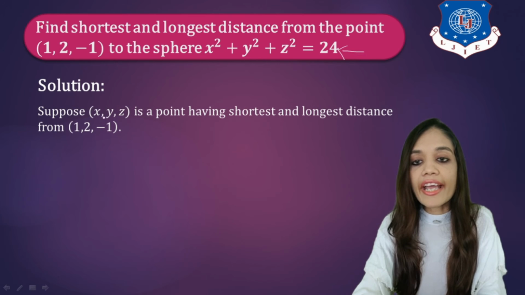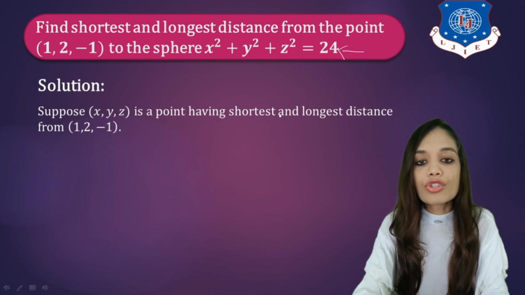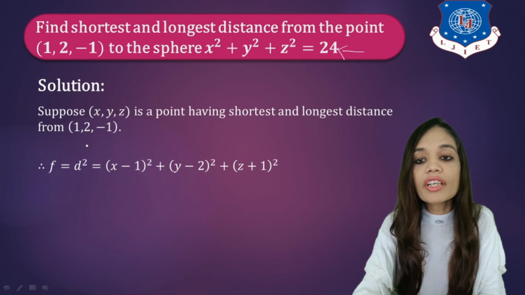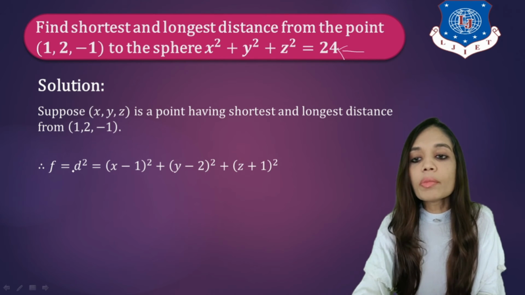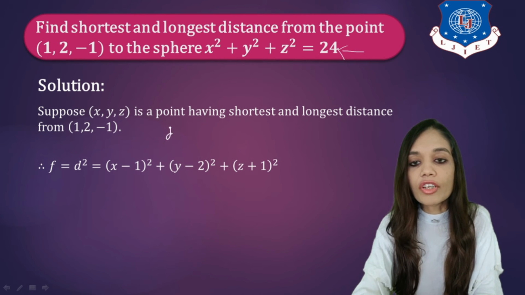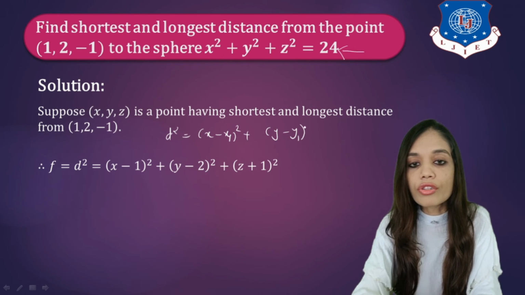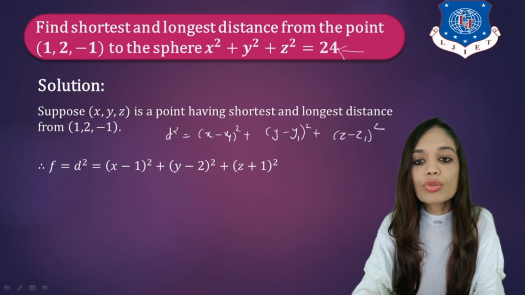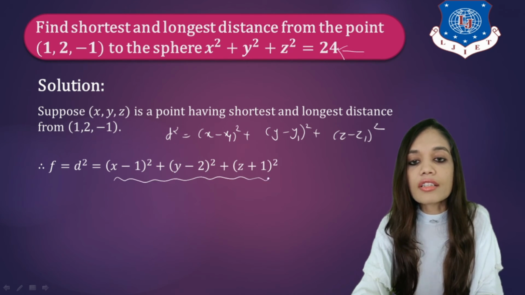Firstly, we will suppose (x, y, z) is a point having the shortest and longest distance from (1, 2, minus 1). Therefore, we will use our distance formula. Therefore, f will be equal to d square is equal to (x minus 1) whole square plus (y minus 2) whole square plus (z plus 1) whole square. You all know your distance formula, which is given by d square is equal to (x minus x1) whole square plus (y minus y1) whole square plus (z minus z1) whole square. What we have done? We have replaced x1, y1 and z1 by 1, 2, minus 1 in order to get this, right?